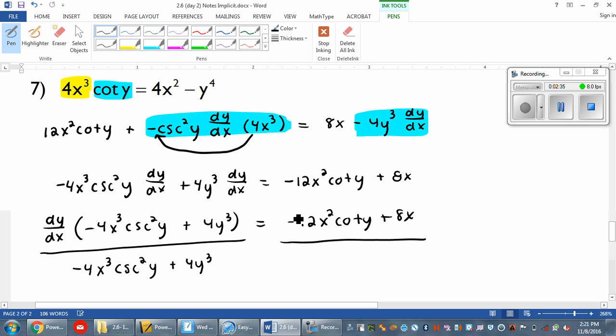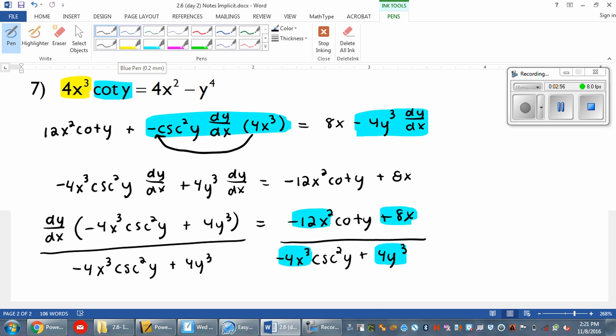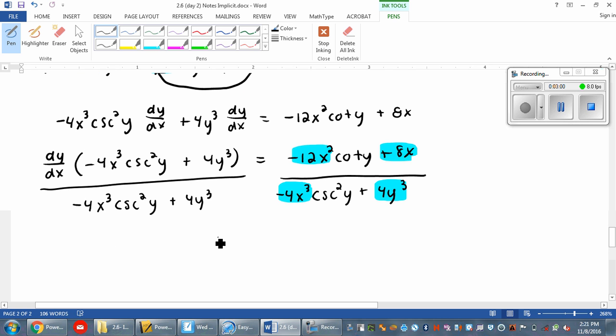Now, what you should also always check for is if you can factor out a GCF. The only numbers that you're looking at are the negative 12x squared, the 8x, the negative 4x cubed, and the 4y cubed. If you notice, they're all divisible by 4. Careful, not a 4x, because the third term doesn't have an x to give away. So what we're going to do is divide everything by 4.